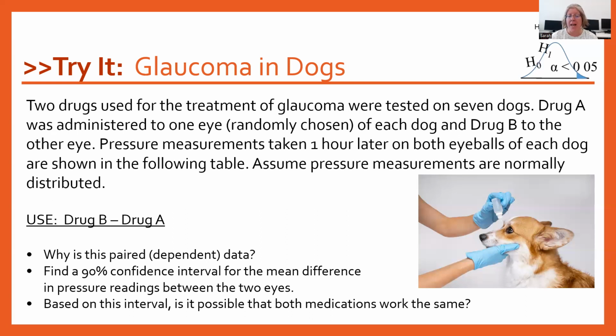First, you want to answer, why is this paired or dependent data? So why are we using that paired T process? Then you're going to find a 90% confidence interval for the mean difference in the pressure readings. And then based on the interval you find, you want to answer the question, is it possible that both medications work the same? You want to give a brief explanation why or why not. So go ahead and pause the video and give this a try.